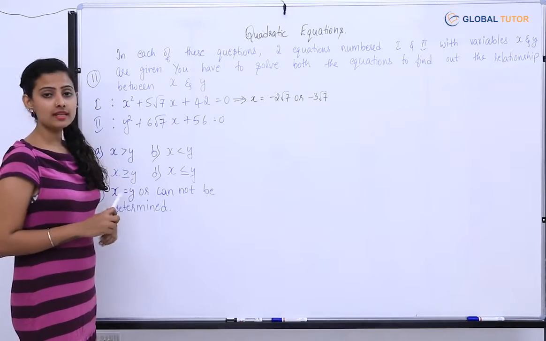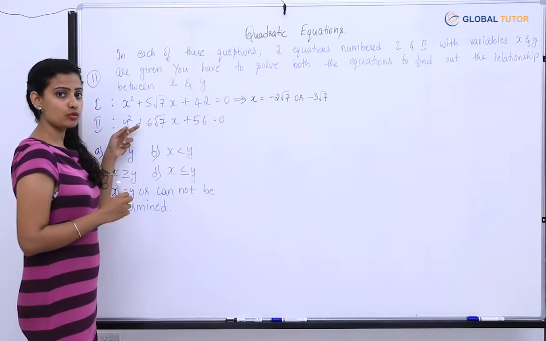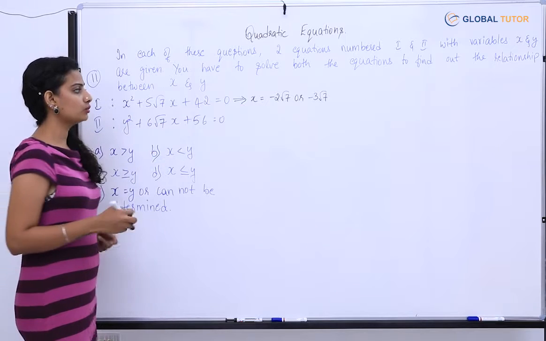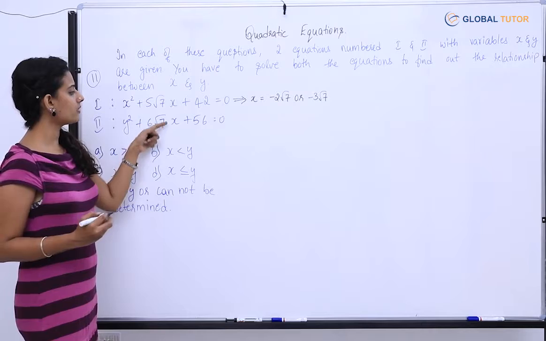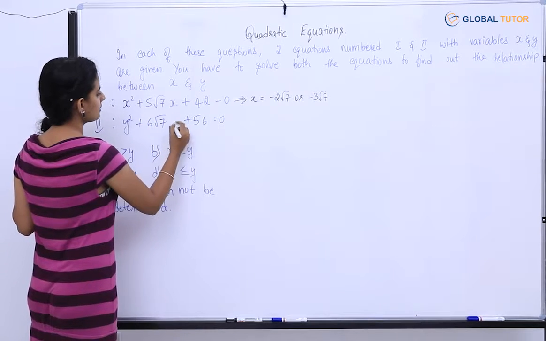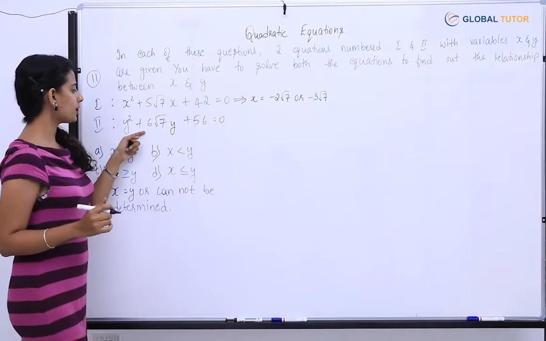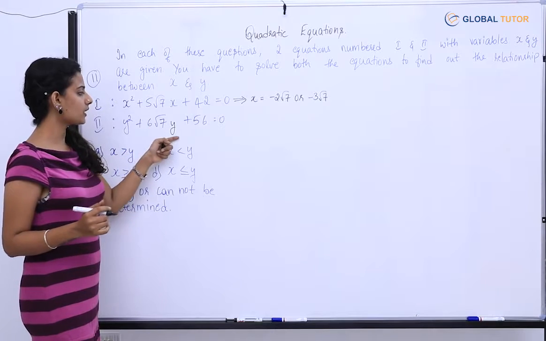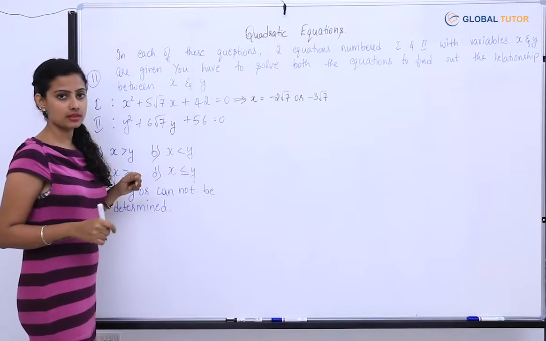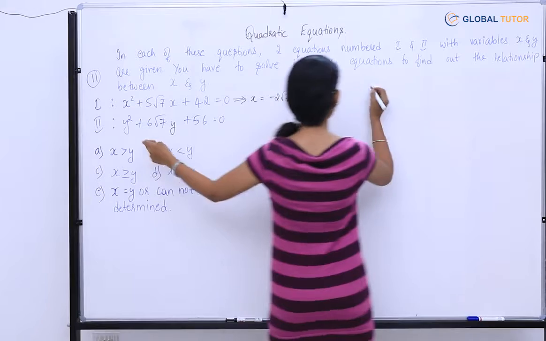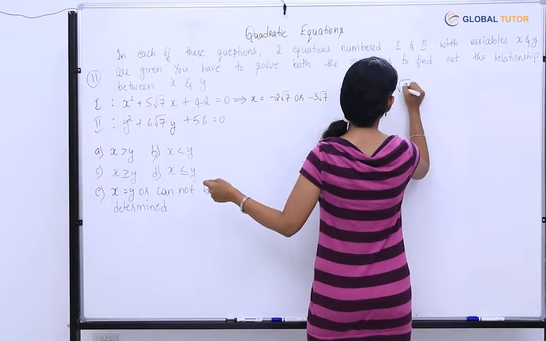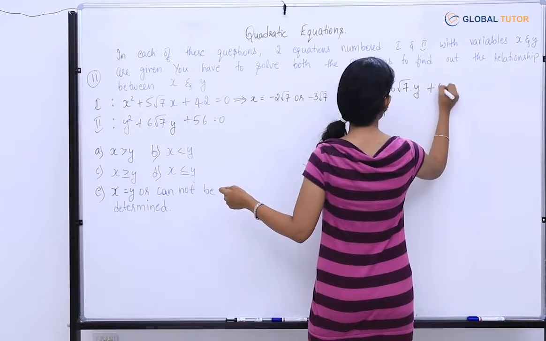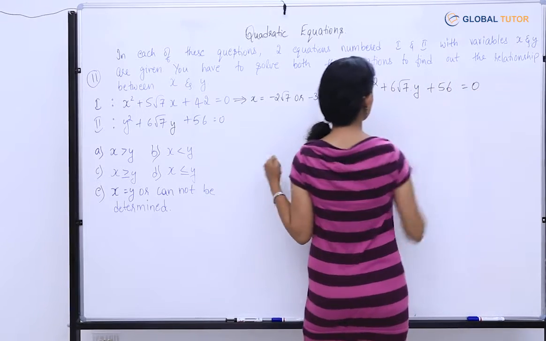So let us take the second equation and find the values of y. We already got the value of x. So the equation is, sorry, this is not x, here this is y. So y square plus 6 root 7 into y plus 56 is equal to 0. So let me write this equation here: y square plus 6 root 7 into y plus 56 is equal to 0.